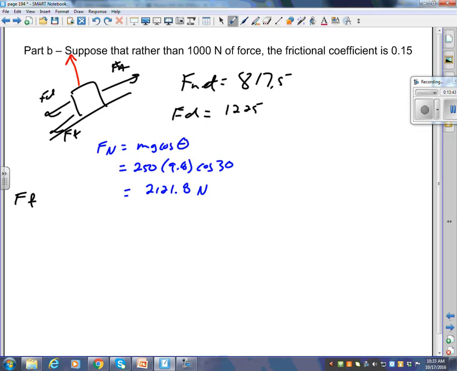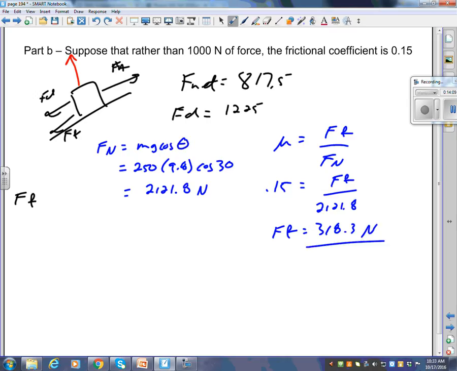Okay, mu equals FF over Fn. The mu value is given to be 0.15. We're solving for friction force. Fn is this 2121.8. So that value times 0.15, 318.3. Okay? So now it's just an alternate way to get that friction force, really, right?